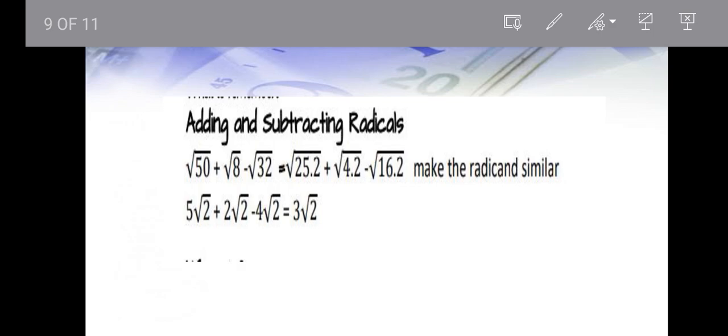Adding and subtracting radicals. Square root of 50 plus square root of 8 minus square root of 32 is equal to square root of 25 times 2 plus square root of 4 times 2 minus square root of 16 times 2. Make the radicands similar. 5 square root of 2 plus 2 square root of 2 minus 4 square root of 2 is equal to 3 square root of 2.